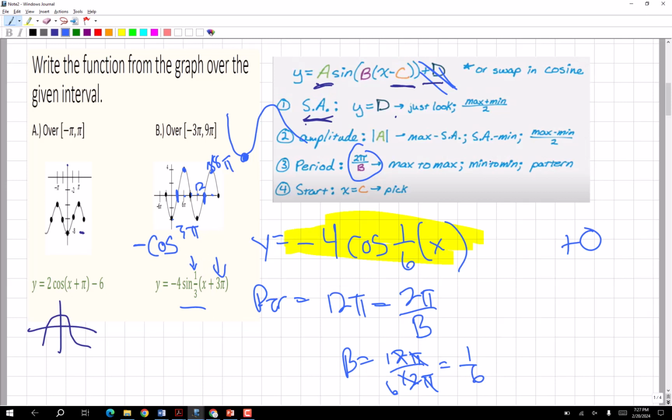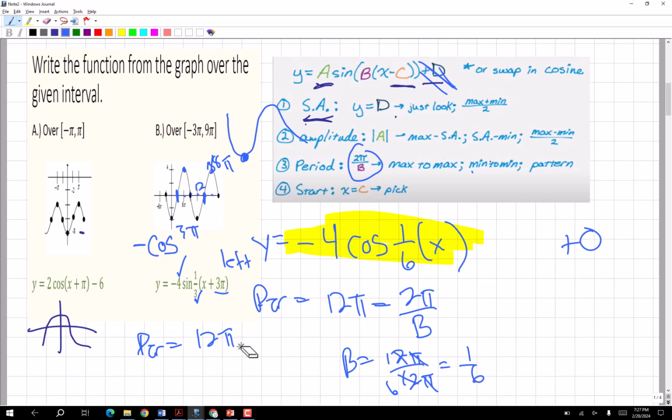Then we've got to look at the amplitude. So this part, check. We don't have our sine part right yet, but we're getting there. Amplitude: this went up 4 and went down 4. That's why it does that. And then this is going to shift it left 3 pi. So left 3 pi. Remember, our period is 12 pi.